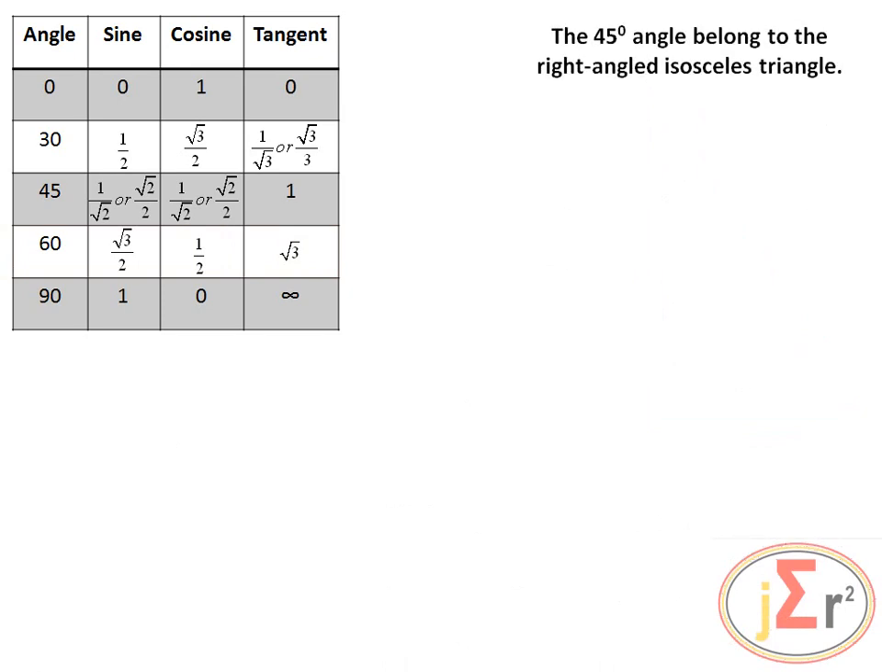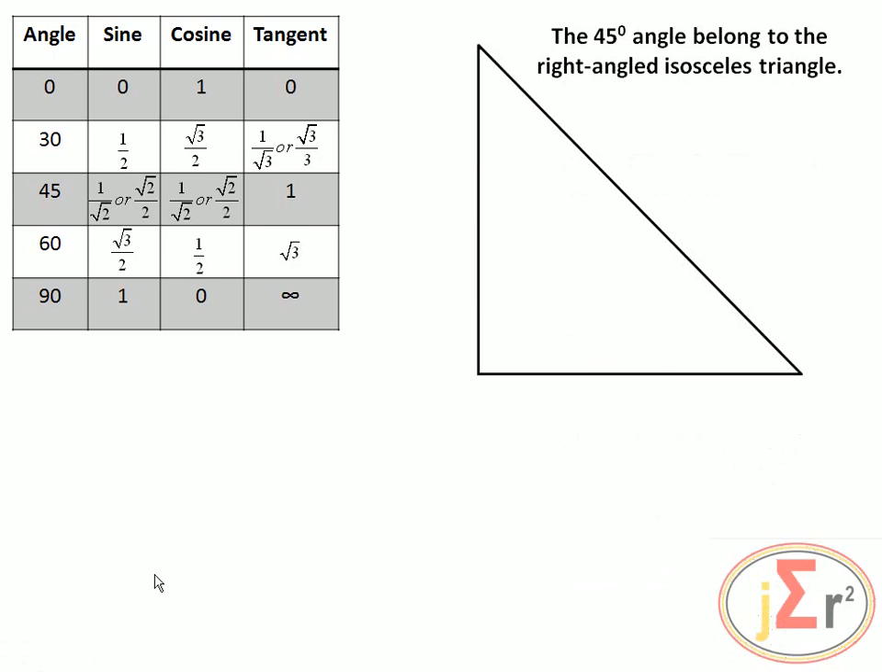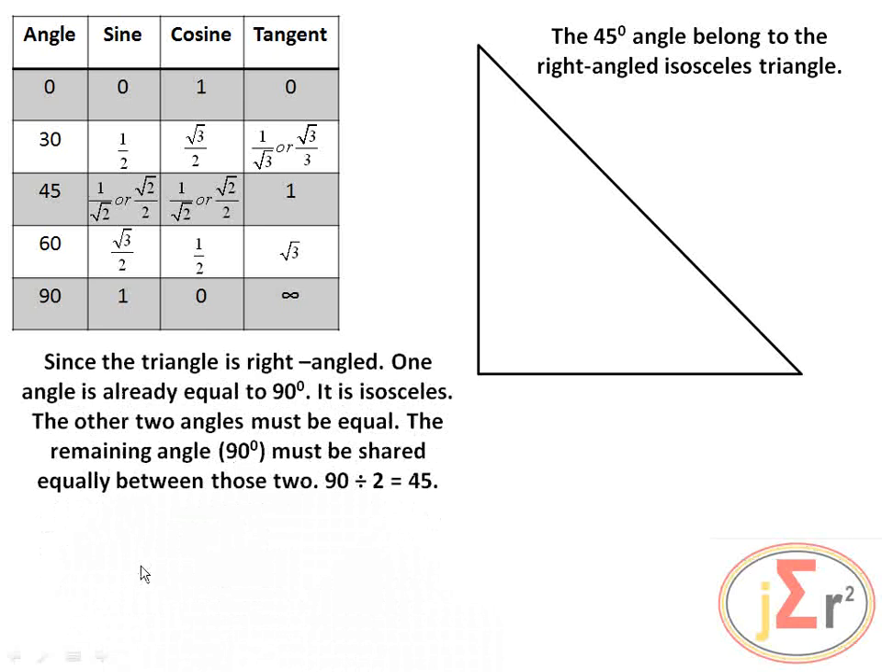The 45 degrees angle belongs to the right-angled isosceles triangle. Now we are going to take a look at the 45 degrees and its associated trig ratios. That one belongs to the isosceles right-angled triangle. There we have our right-angled isosceles triangle.